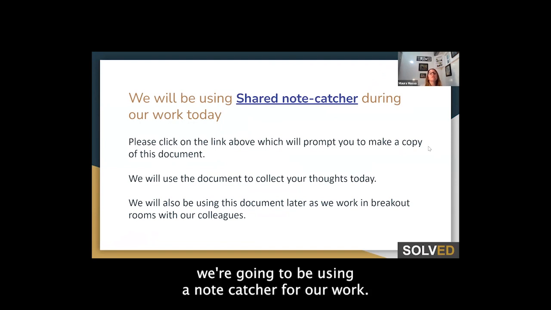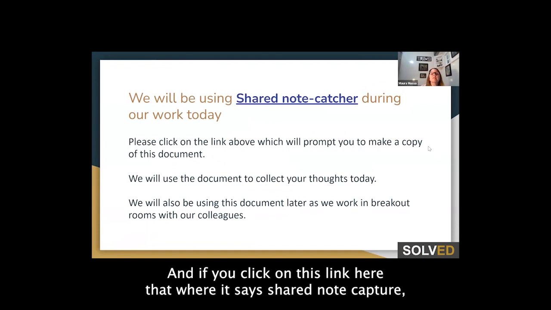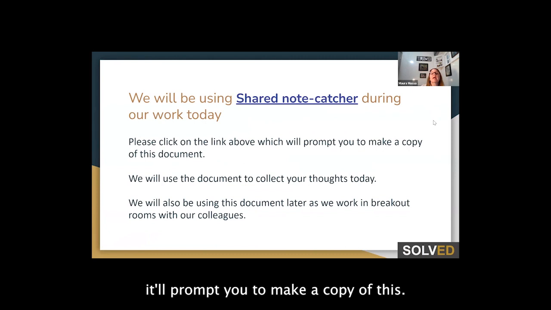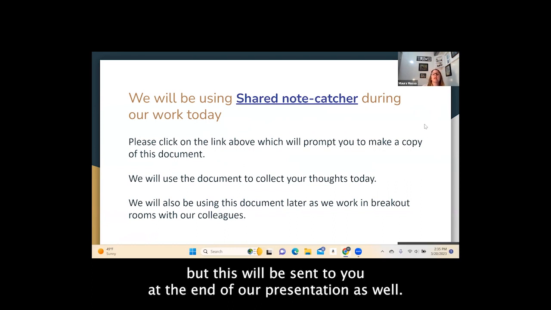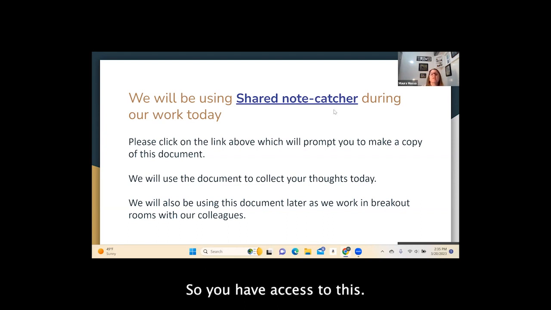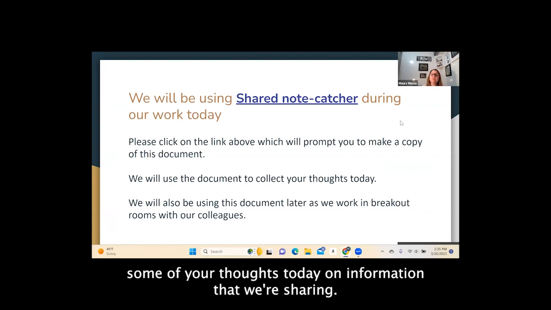So today we're going to be using a note catcher for our work. And if you click on this link here where it says shared note catcher, it'll prompt you to make a copy of this. I know some of you might be participating on your phone and this may not work for you, but this will be sent to you at the end of our presentation as well, so you have access to this. Our note catcher will be used for you to gather some of your thoughts today on information that we're sharing.